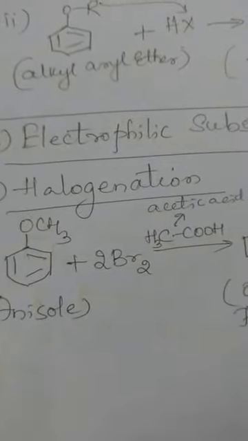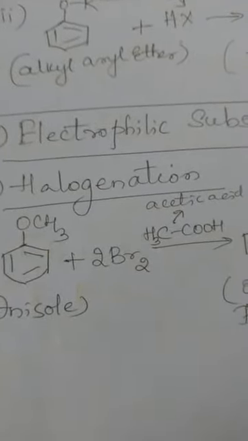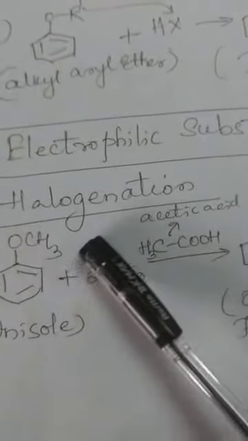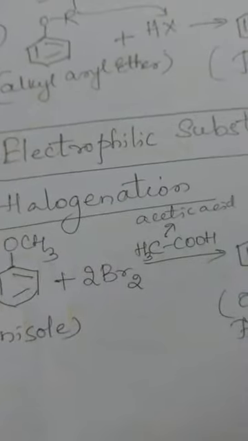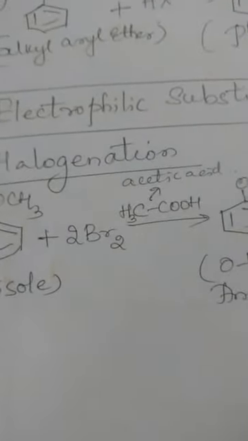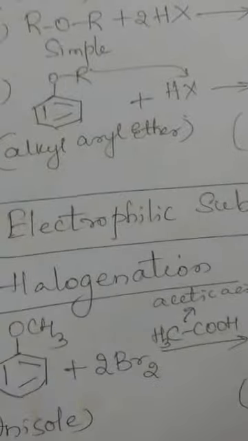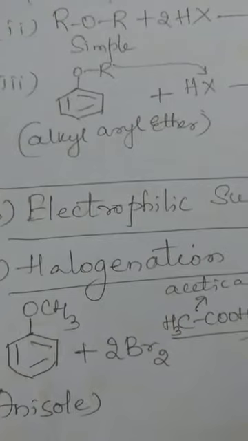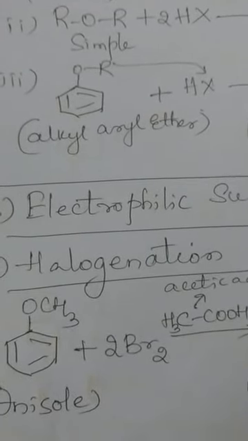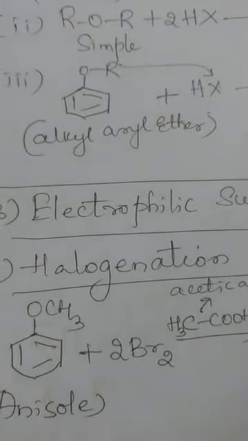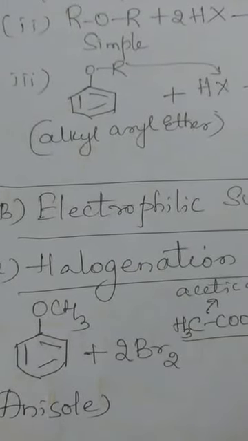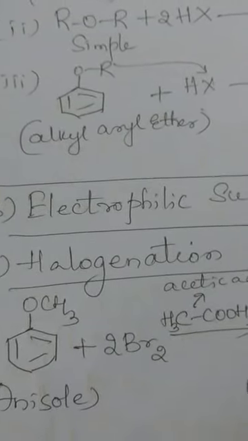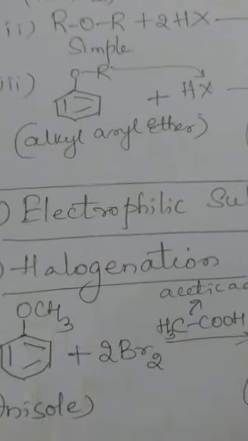Now, before going to the details of the halogenation reaction, you need to know that the alkoxy group of aromatic ethers is an electron releasing group. It is an electron releasing group and therefore activates the benzene ring towards electrophilic substitution at the ortho and para positions. Hence it is an ortho-para directing group. Therefore you will get a mixture of ortho and para products.